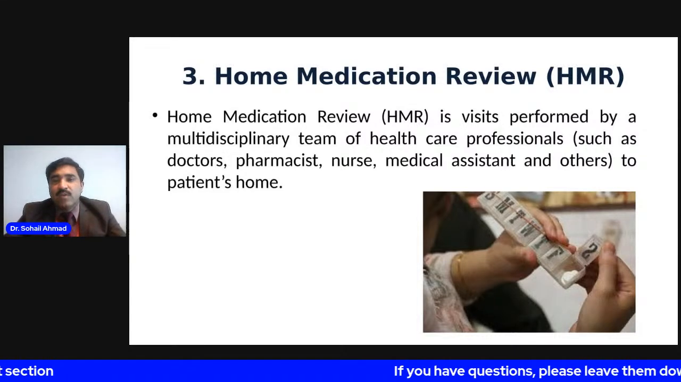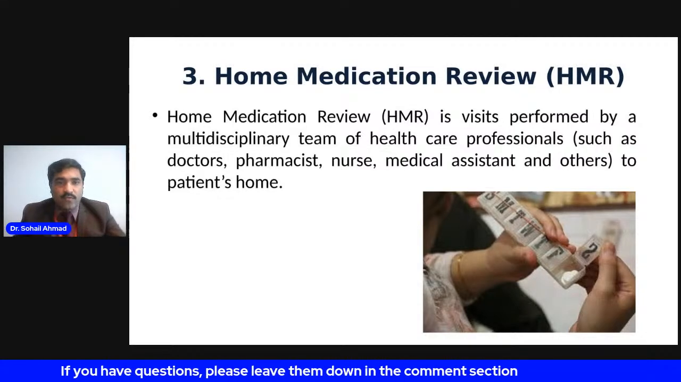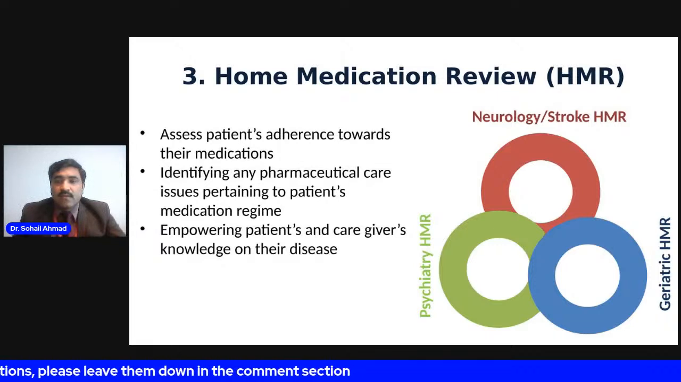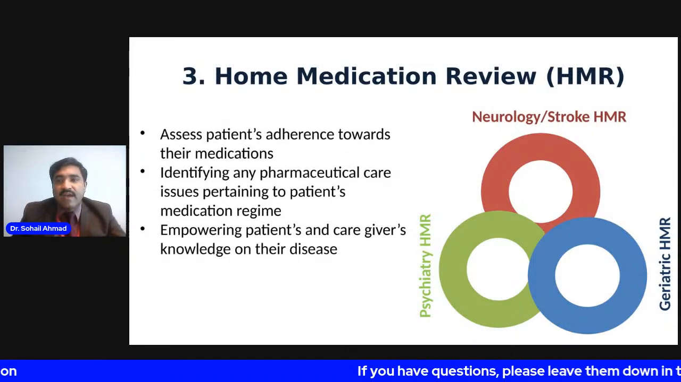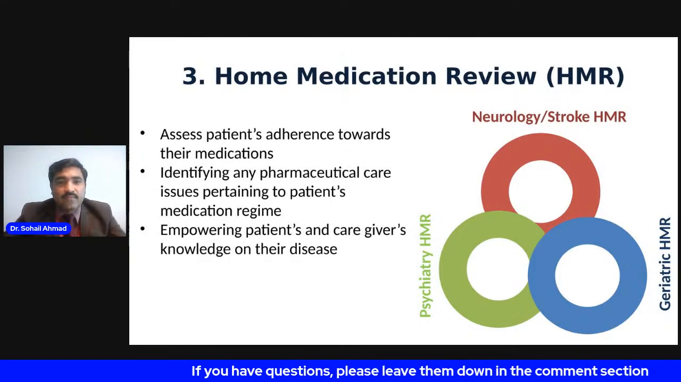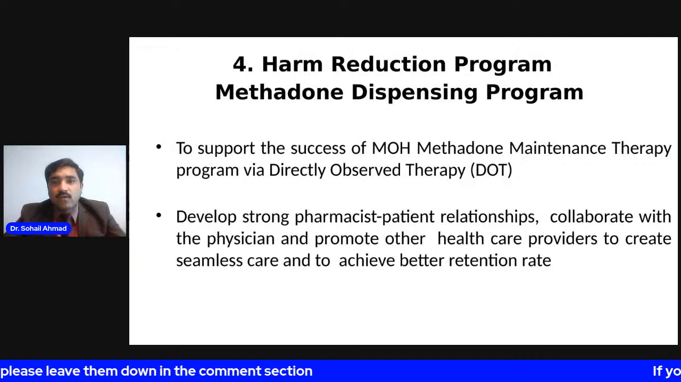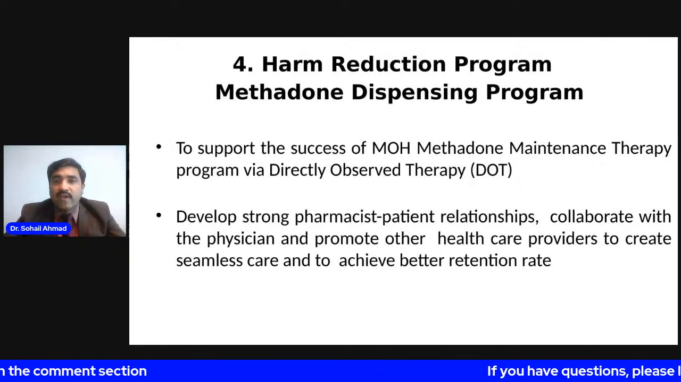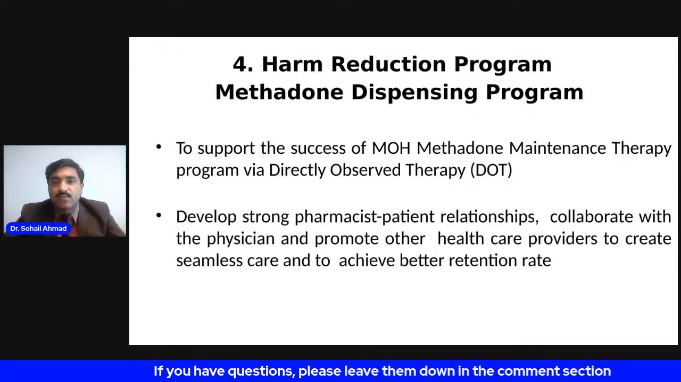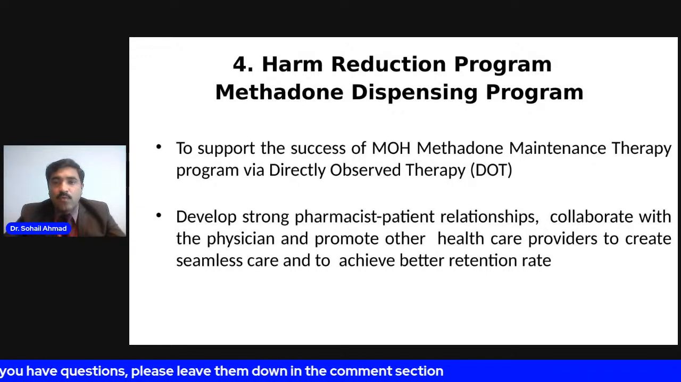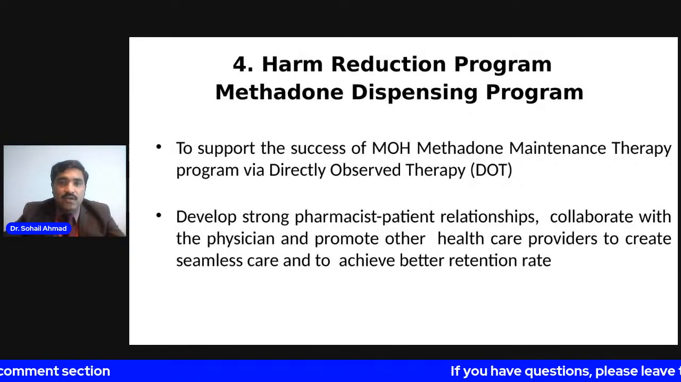Other than that, pharmacists can be involved in home medication review. This can be done by a multidisciplinary team of healthcare professionals, so it may include psychiatric HMR, neurology, stroke HMR, and geriatric HMR. Then there is the harm reduction program, or methadone dispensing program, to support the success of MOH methadone maintenance therapy via directly observed therapy, develop a strong pharmacist-patient relationship, collaborate with physicians and promote other healthcare providers to create seamless care and to achieve a better retention rate.